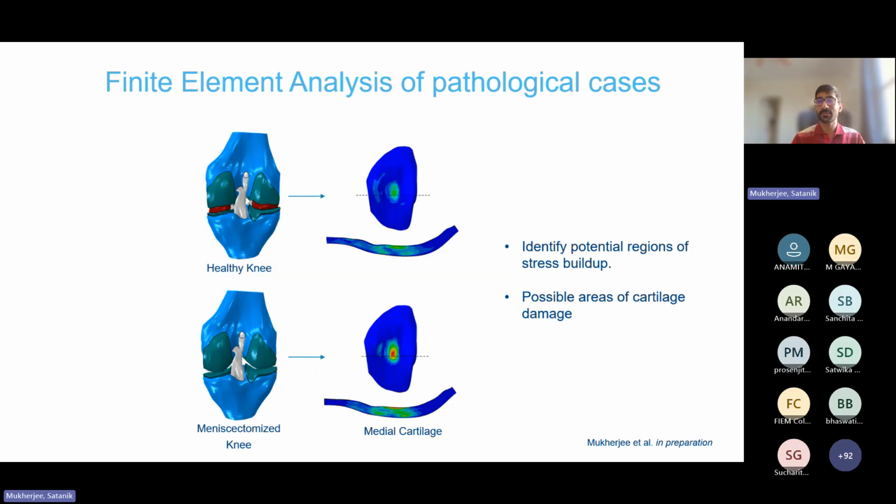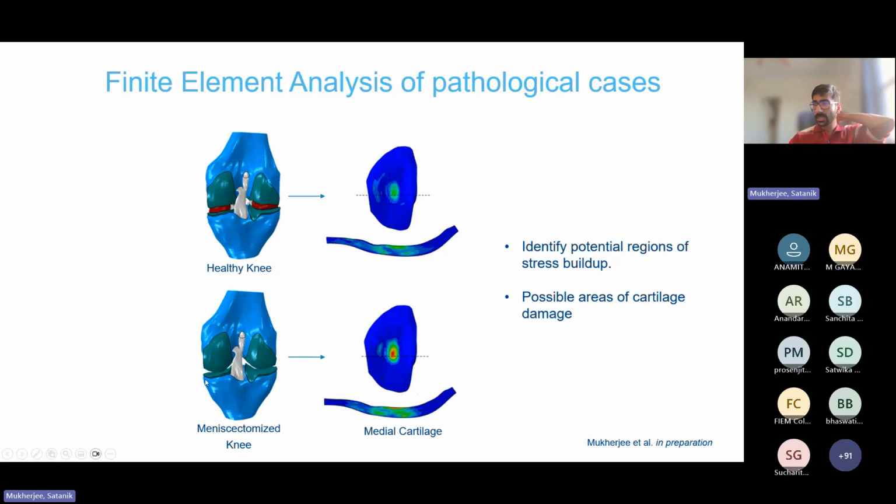And it has been seen that meniscectomy causes osteoarthritis. So patients who have meniscectomy will develop osteoarthritis in, say, 10, 15 years from now. And we wanted to use these finite element models to actually see what is changing biomechanically that might be the reason for this long-term development of osteoarthritis. And we simulated this meniscectomy in our finite element models by removing the menisci from these models.